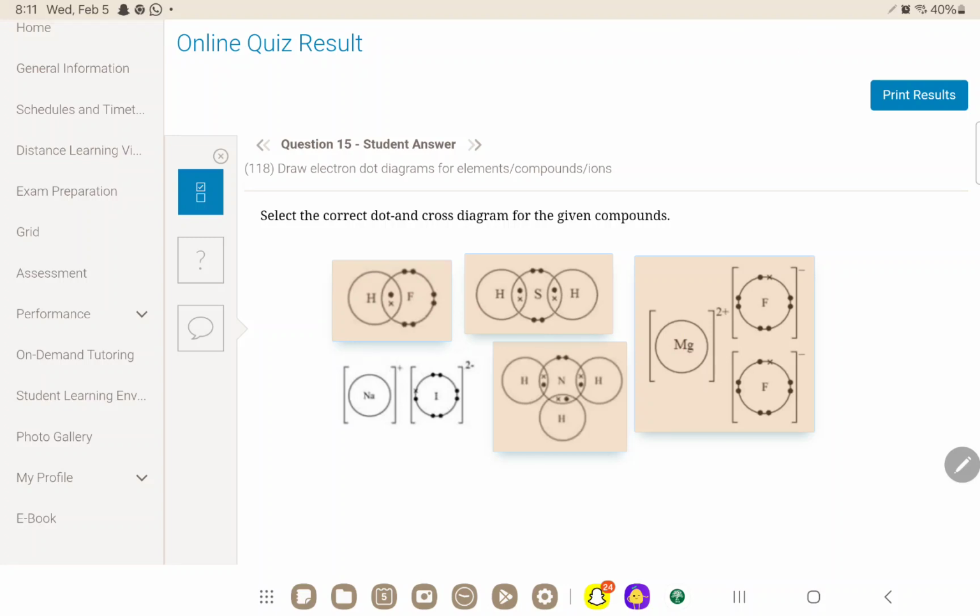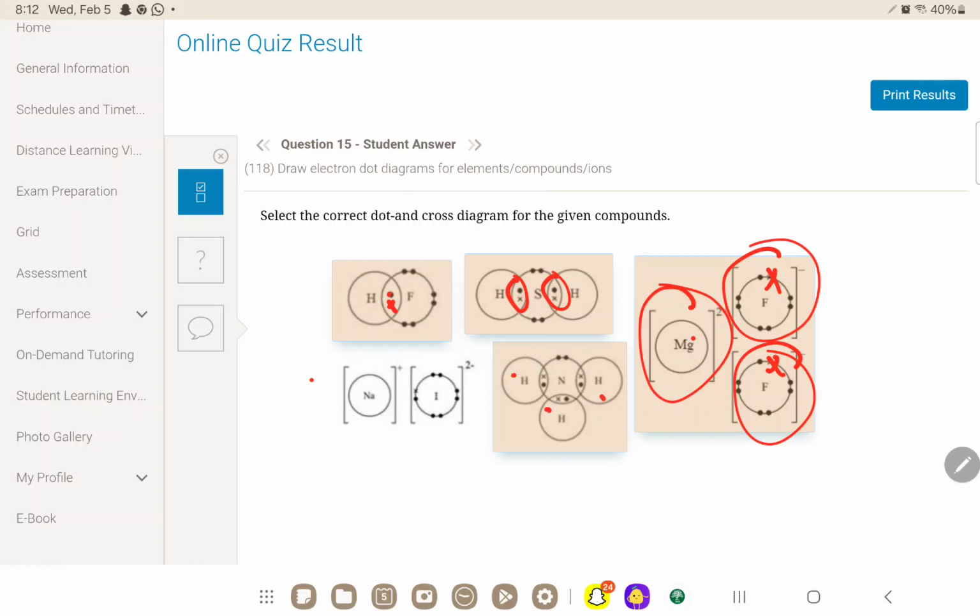Okay, for this one, H is in group 1 and F is in group 7. So H has 1 electron to give and F has 1 electron to give. Same thing here, S except is in group 6, so it has 2. So it's going to make 2 bonds with the H on each side. MgF2 is ionic. So you're going to have 1 Mg and 2 Fs. Each F is going to have 1 cross from the Mg, and the Mg is going to be surrounded by an empty shell. Here, N needs 3 electrons, so it's going to get 1 from each hydrogen.